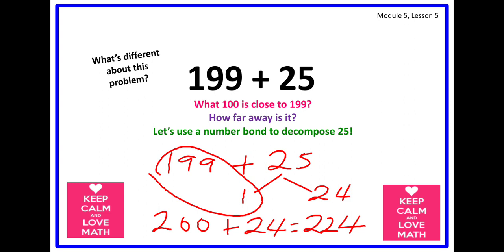The same thing here. 199 is very close to a multiple of 100. So it needs just one. And to get that one, we have to break the 25 into 1 and 24. So we add the 1 to the 199, we now have 200. So to add up, we now have 200 plus 24 to get 224.